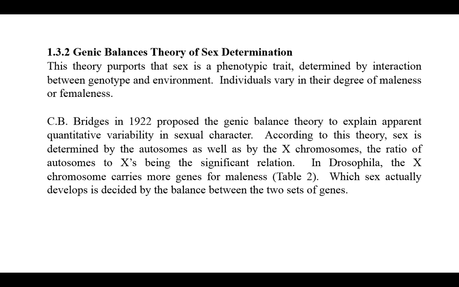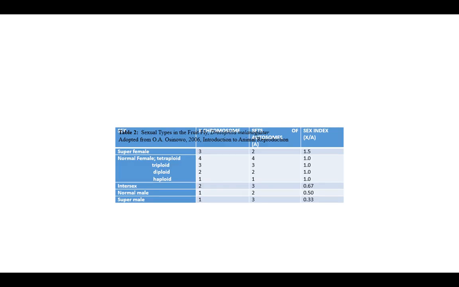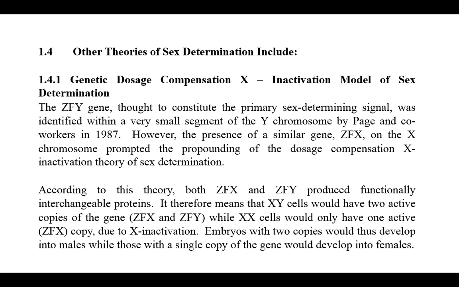In Drosophila, the X chromosome carries more genes for maleness. Which sex actually develops is determined by the balance between the two sets of genes, as you can see from Table 2. Other theories of sex determination include genetic dosage compensation, the X inactivation model of sex determination. The ZFY gene, thought to constitute the primary sex determining signal, was identified within a very small segment of the Y chromosome by Page and co-workers in 1987.